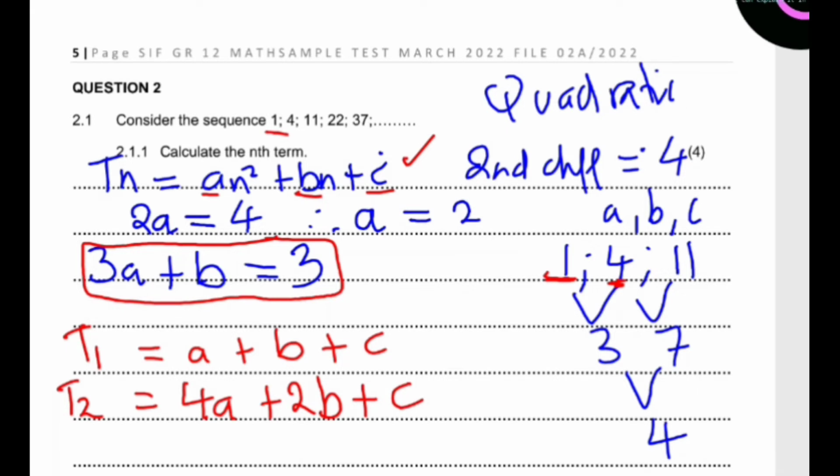So T2 is 4a plus 2b plus c, T1 is a plus b plus c. Now, if I said 4 minus 1, I got 3, which will be the same as T2 minus T1. If I say T2 minus T1, I would subtract: 4a minus a gives me 3a, 2b minus b gives me b. And this is now equal to the 3 there. So just remember that 3a plus b is equal to that, and then you can continue.